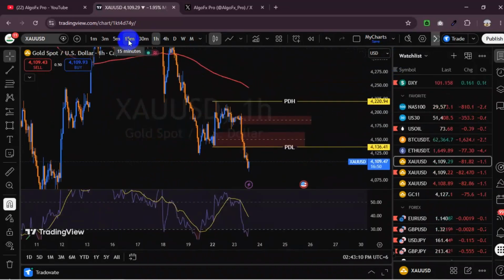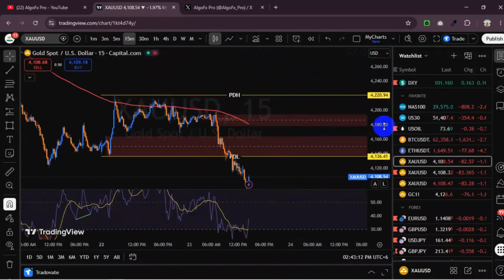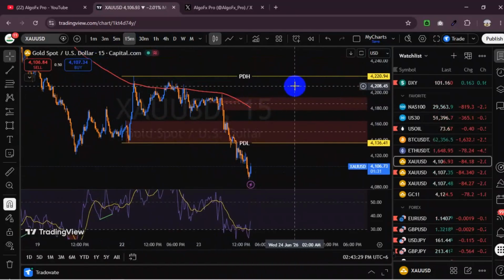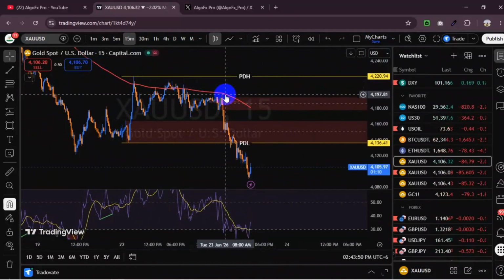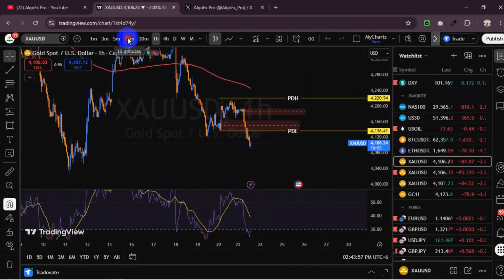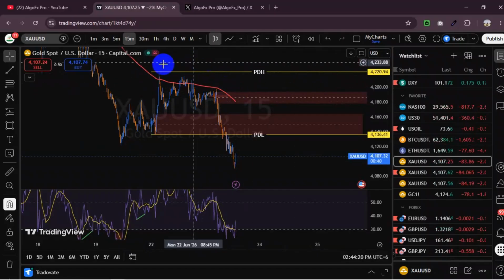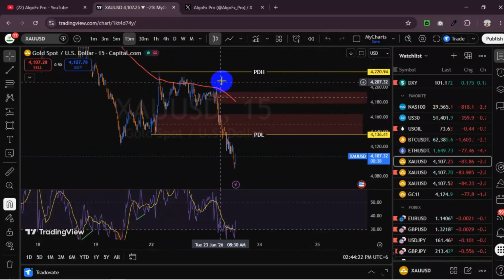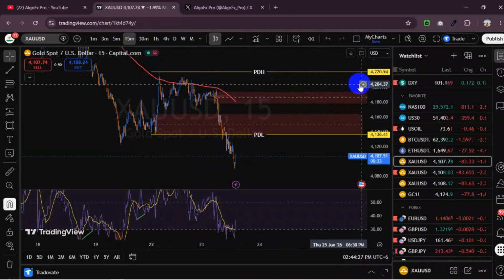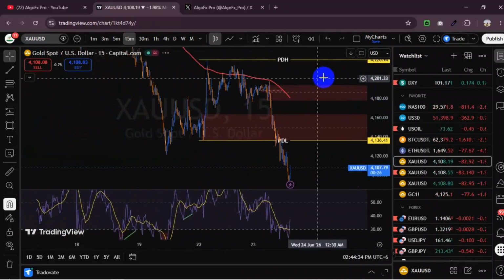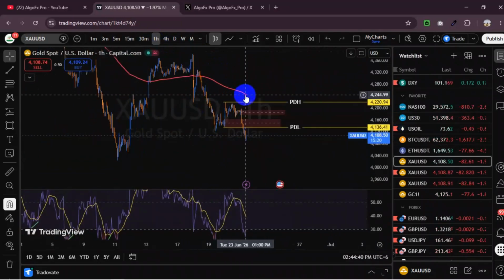Then go to 15 minutes, and I also use a 200 EMA. You can see this is the 200 EMA, and when the market is under the 200 EMA in 1 hour and 15 minutes as well, then my market bias is bearish. If the 1 hour and 15 minutes are above the 200 EMA, then my market bias is bullish. So in this case, the market bias is bearish because here you can see in 1 hour the market is under the 200 EMA, and 15 minutes as well.